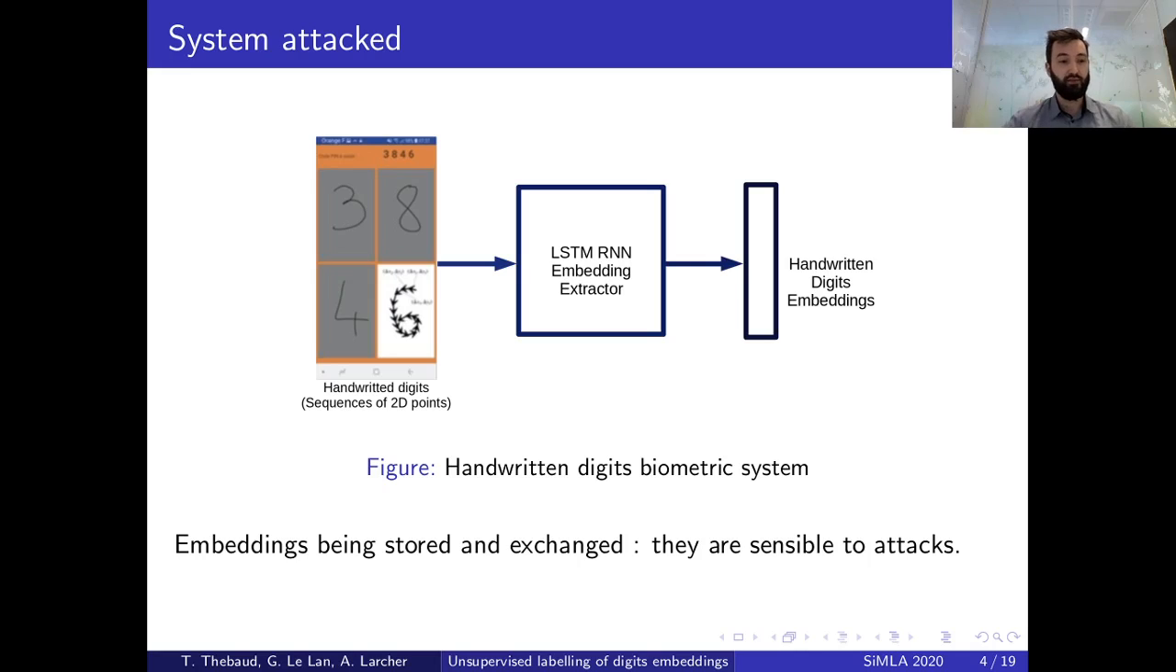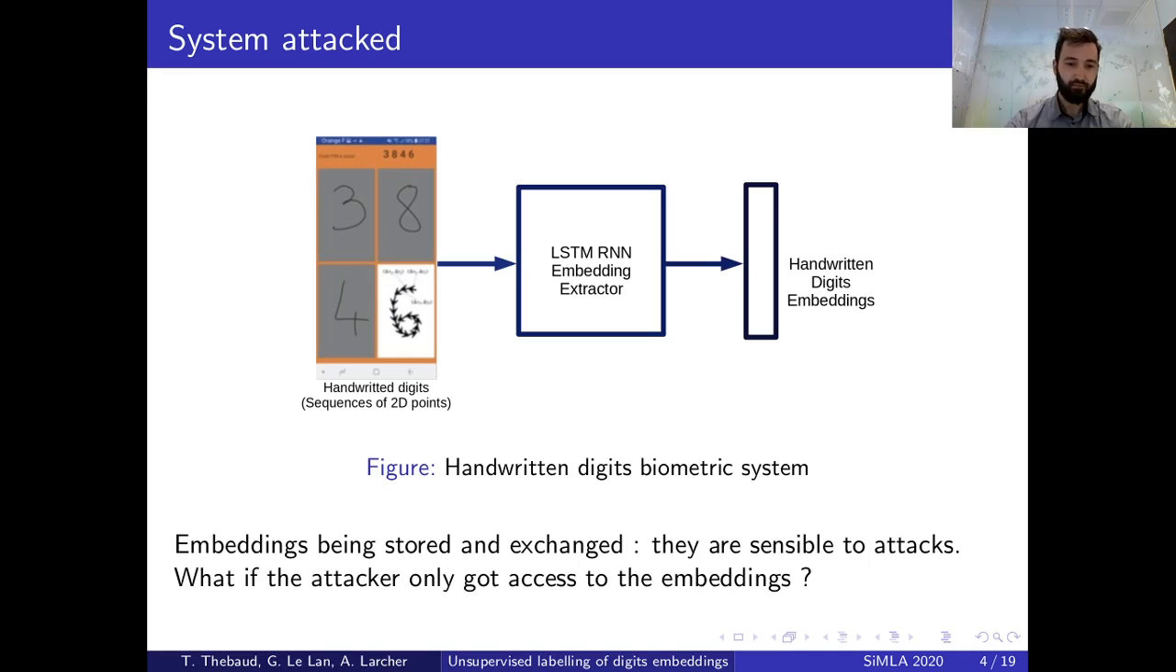For the simplification of our hypothesis in this publication, the system will only be trained to detect digits. Embeddings in general authentication systems are stored or exchanged for authentication purposes and other purposes. Because of that storing and exchanging, they are sensitive to attacks. The starting point of this paper is the question: what if the attacker got access to embeddings, and only to embeddings? What could he do with them? What could we do if we had them?